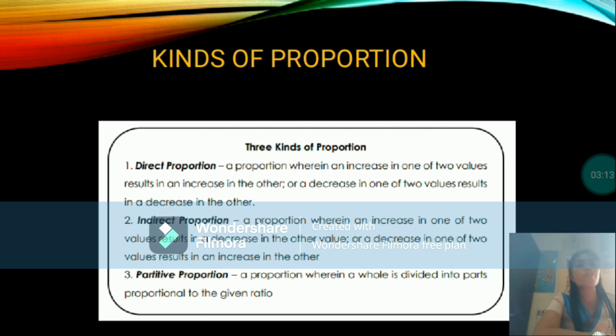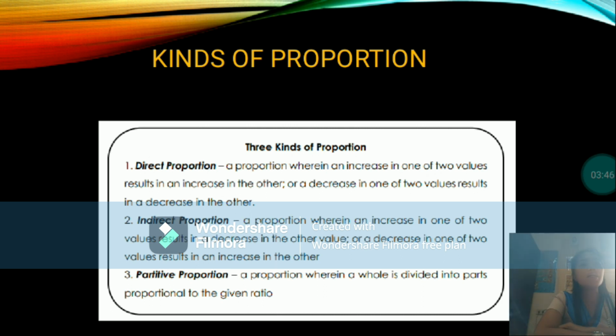The first kind is direct proportion, the most common one. It is a proportion wherein an increase in one of two values results in an increase in the other, or a decrease in one of two values results in a decrease in the other. For the indirect proportion, it is a proportion wherein an increase in one of two values results in a decrease in the other value, or a decrease in one of two values results in an increase in the other.